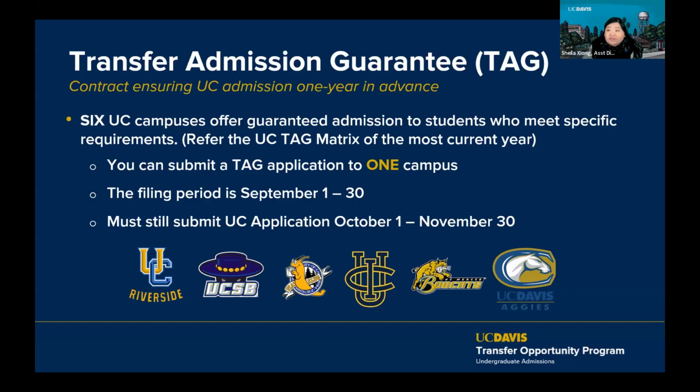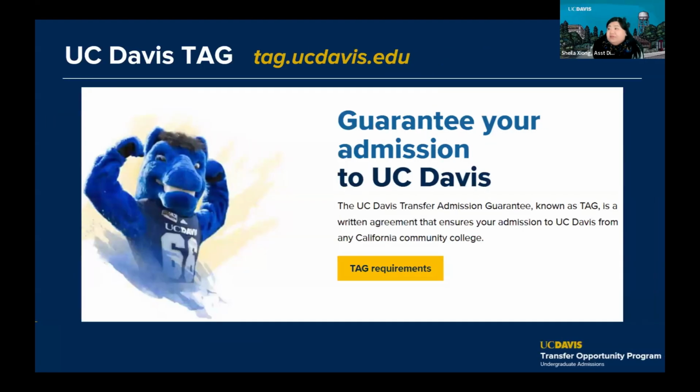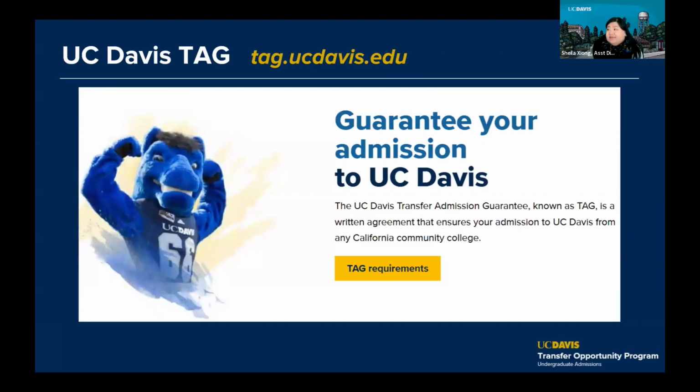Do know that if you are submitting a TAG, you still need to submit the UC application. But for those of you who are interested in guaranteeing a spot in admissions for one of 6 UC campuses, the TAG is a great opportunity for that. For UC Davis, our TAG requirements are going to be listed on our TAG website. I'll go ahead and drop the link in the chat as well, but you want to make sure that you are visiting the website and checking out these requirements.